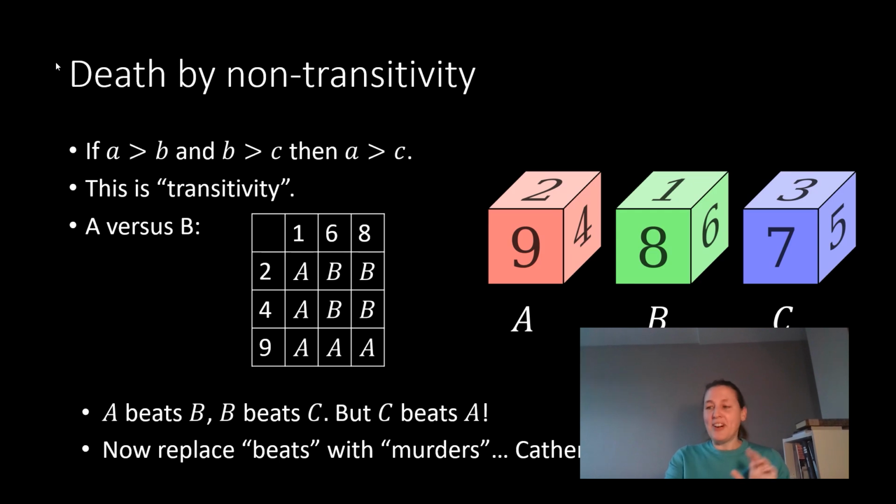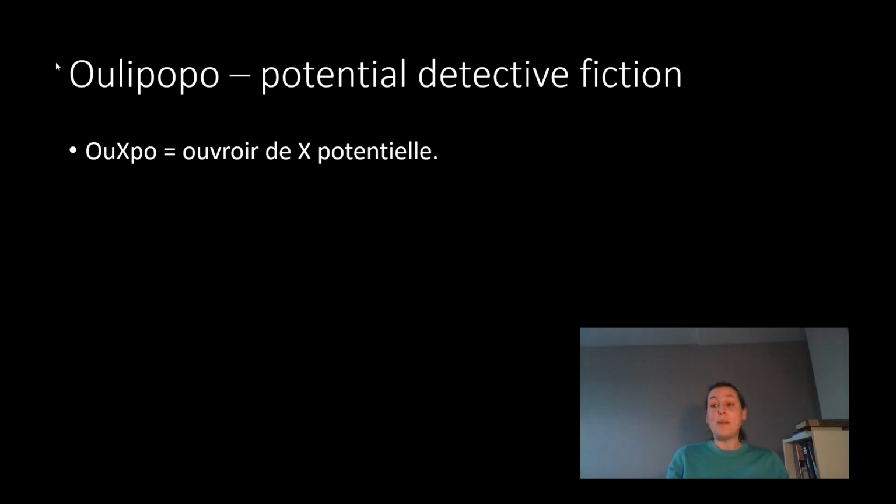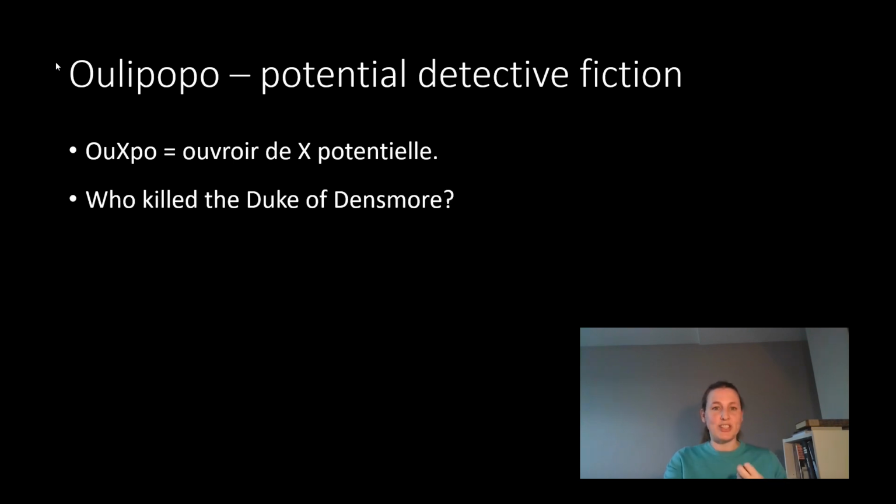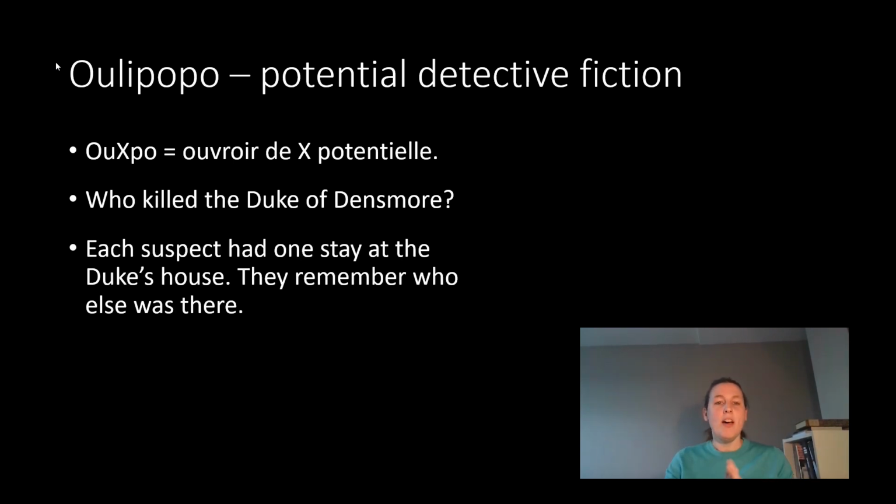Okay, finally, and perhaps most esoteric, let's go back to the Oulipo, or actually the Oulipopo, because the Oulipo had several branching off kinds of things, all coming under the umbrella of Ouxpo, the ouvrage de X potentiel, whatever X is. So you can have Oubapo, which is bande dessinée cartoons, and Oulipopo, which is potential police or detective fiction. One example of this is the story by Claude Berge, Who Killed the Duke of Densmore. Oulipopo is littérature policière potentielle. This is a story that uses graph theory.